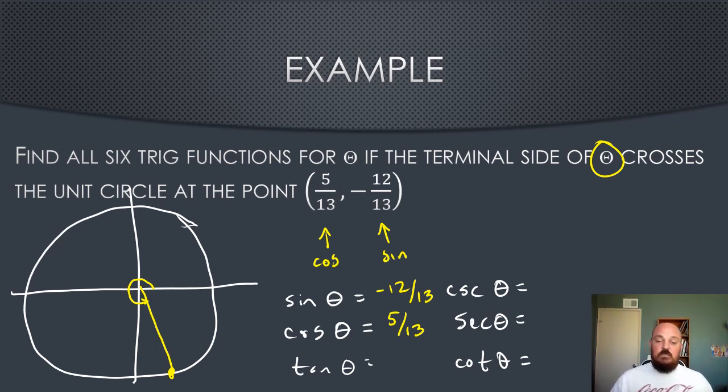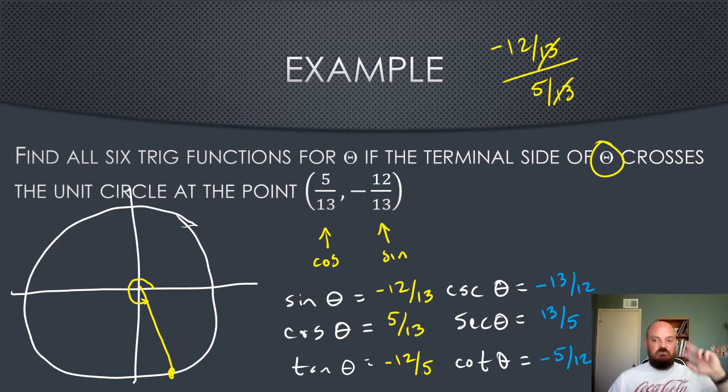Now for tangent, you do sine over cosine. Negative 12 over 13 over positive 5 over 13. The 13s cancel. They always do on this step. I told you on the last slide. So you get negative 12 over 5. And then we finish it up with the easy part. Flip each answer. This one would be negative 13 over 12. This one would be positive 13 over 5. And this one would be negative 5 over 12. Just flip each answer.